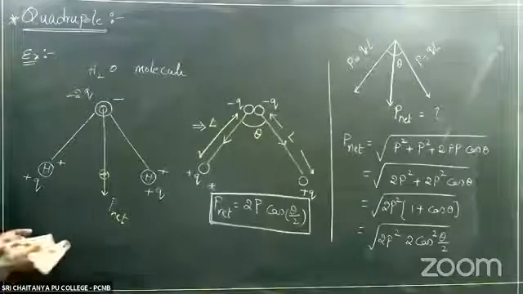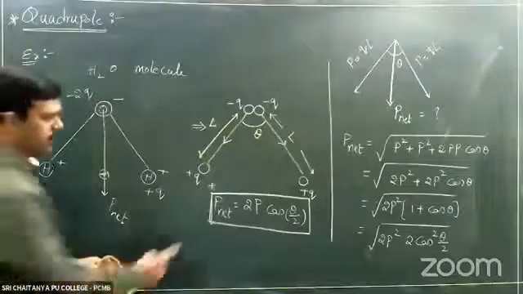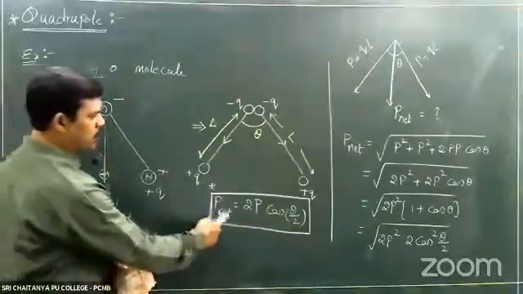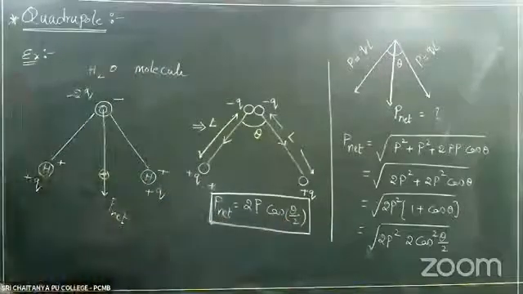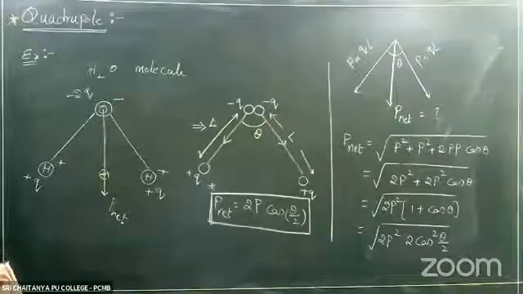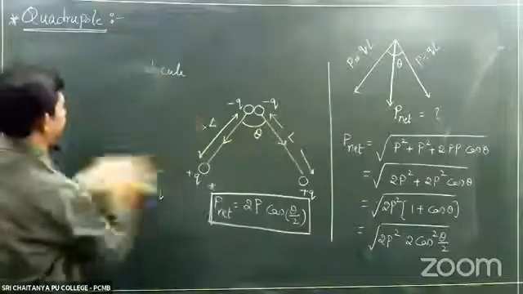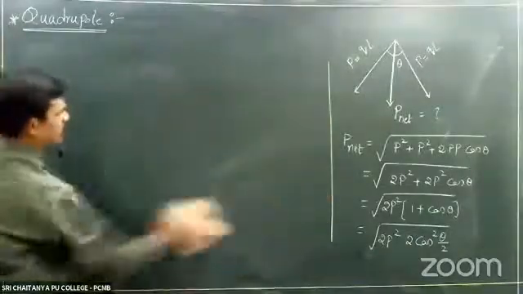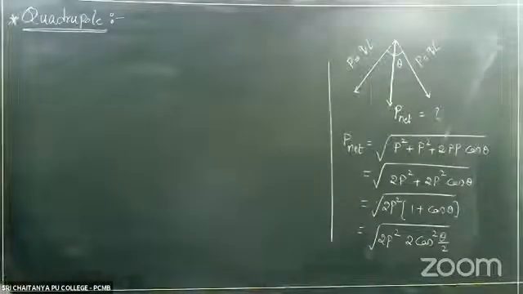Okay, students. Now we'll solve some problems based on this. Which formula to be remembered? This formula. P net is equal to 2p cos theta by 2. Remember it? There is a problem given like this.